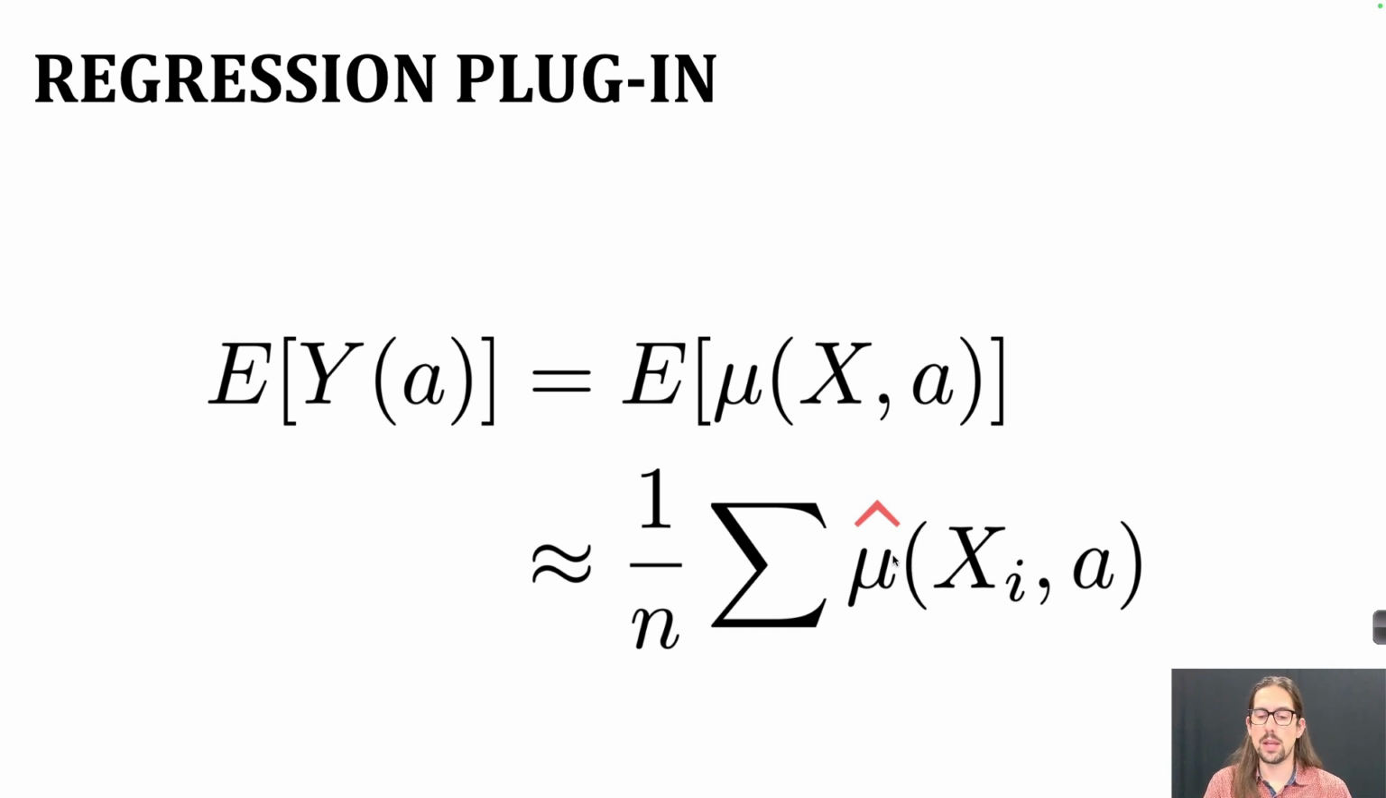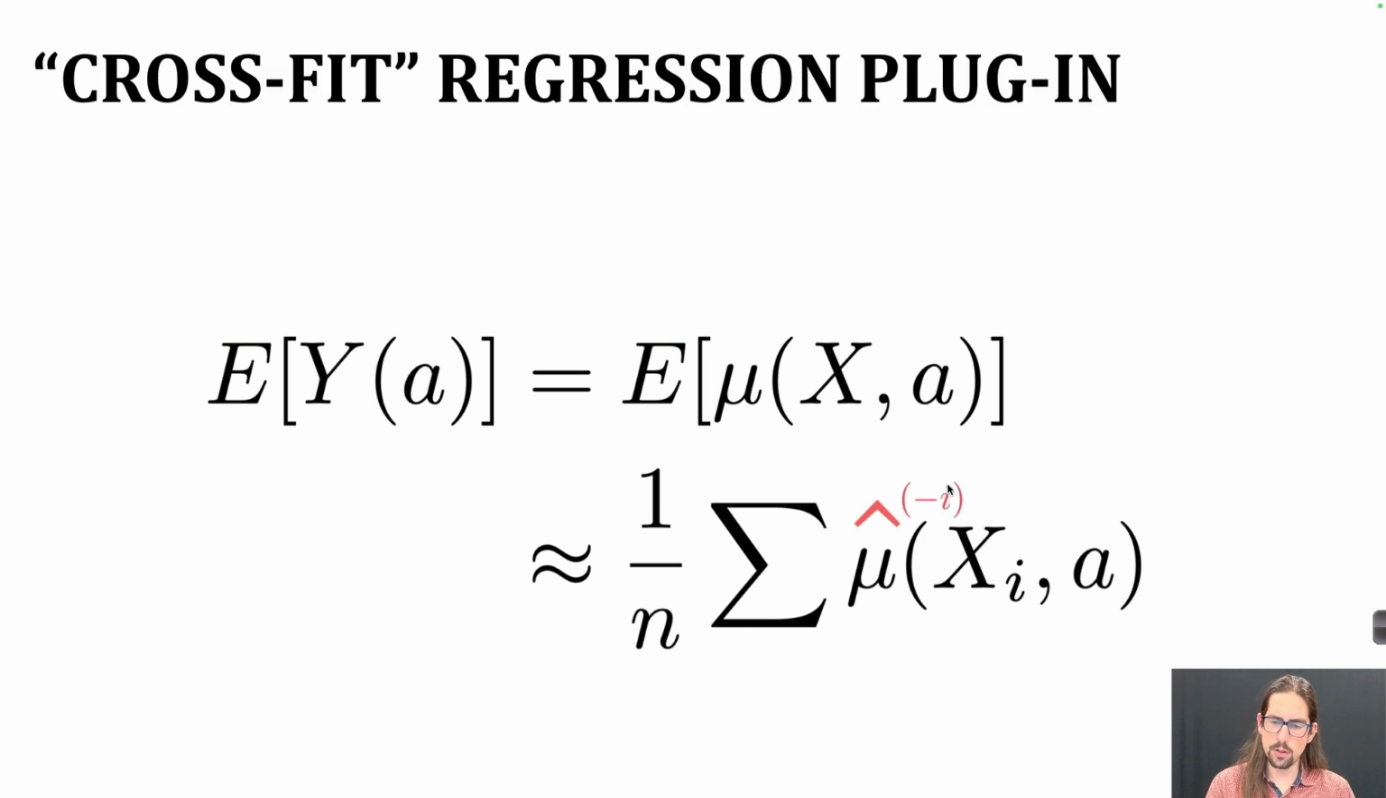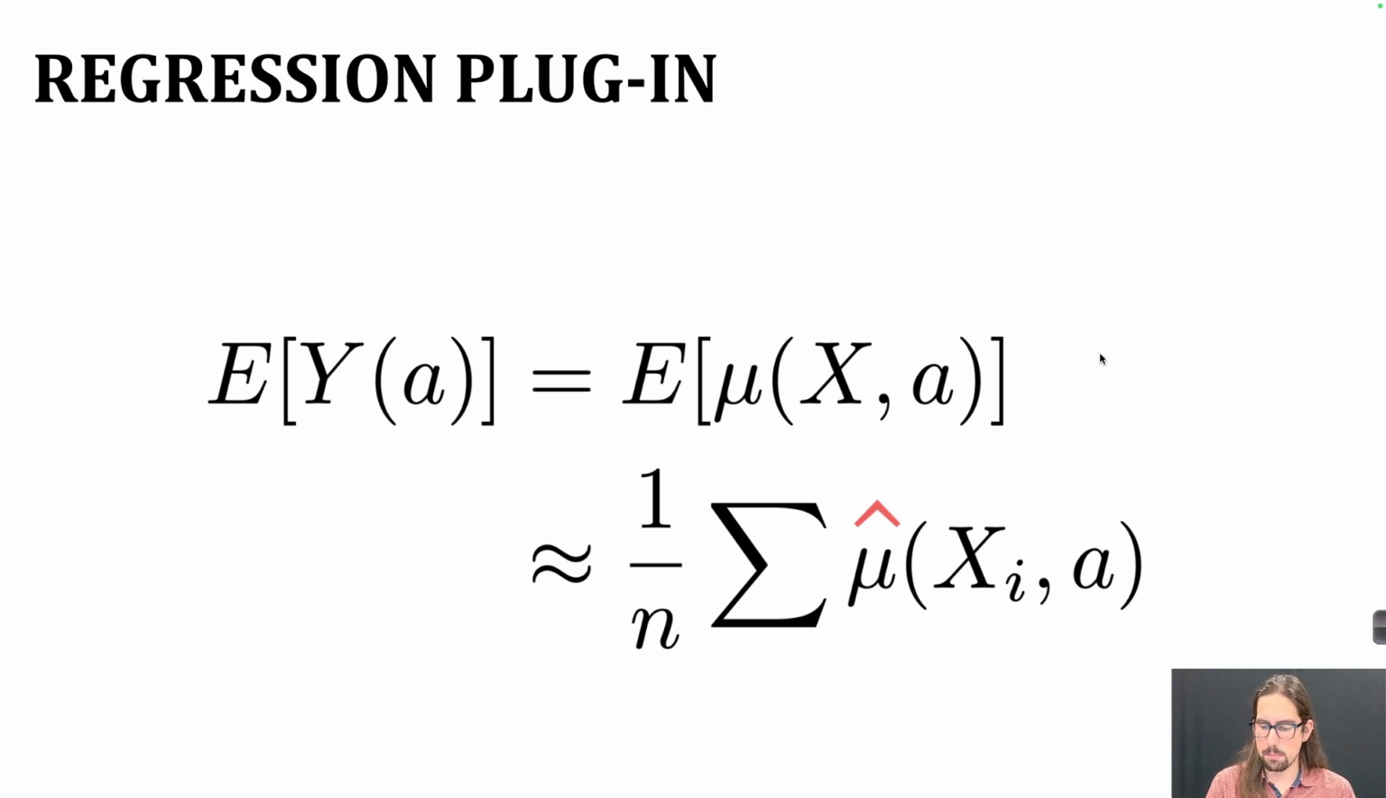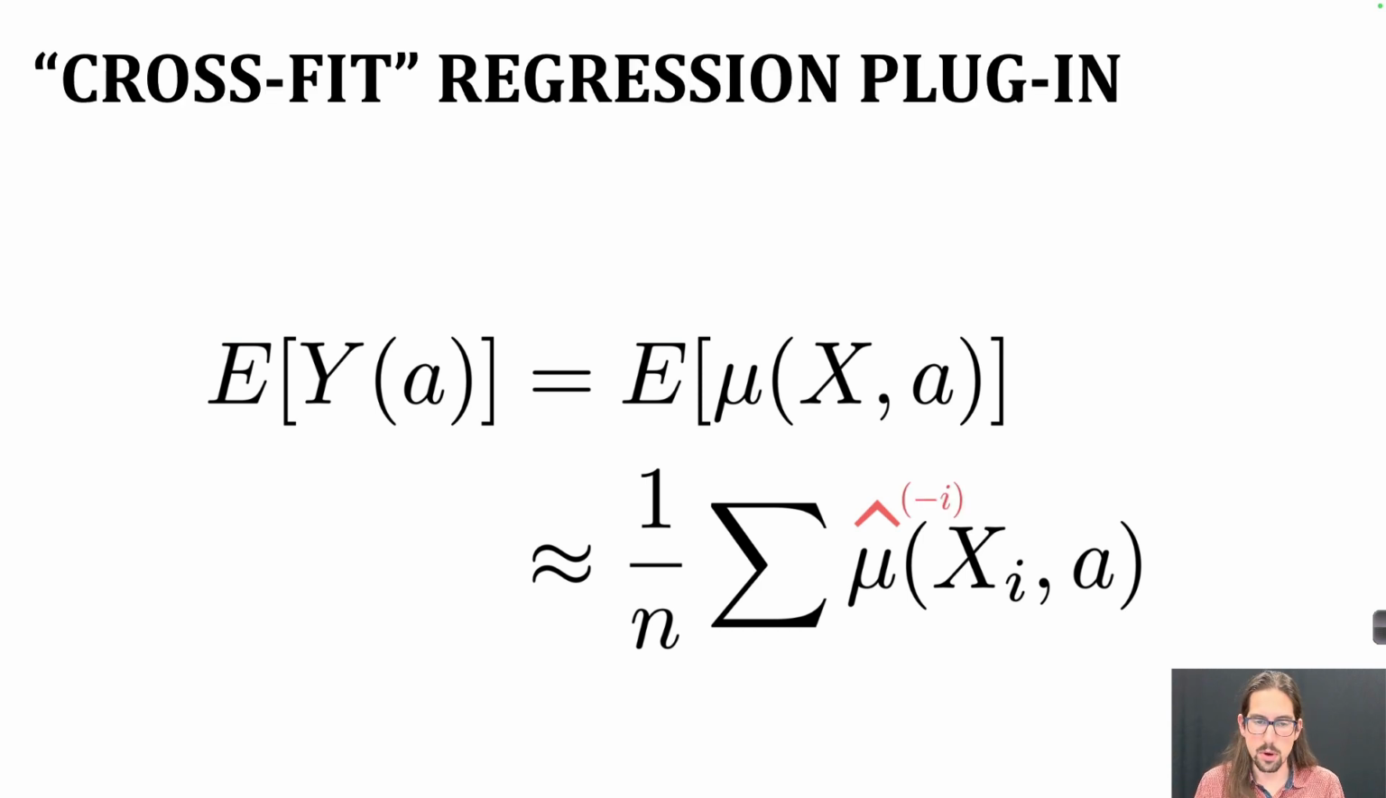And the question is, how do we estimate this conditional mean function? And of course we do that using machine learning. We've done it with linear regression, we've done it with logistic regression, now we're going to do it with machine learning, but it's the same process. The only thing is that, and technically you should do this with linear regression too, but because of this overfitting problem, it's very important in machine learning because it's very easy to overfit. Because of this, you should always use what's called the cross-fit regression plugin.